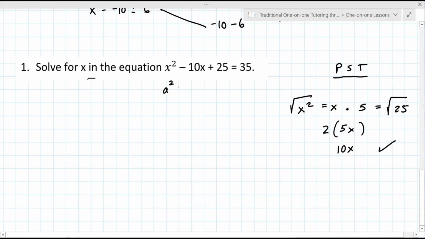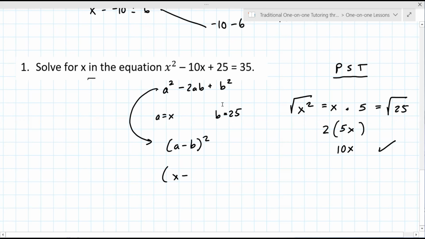So this one's in the form a squared minus 2ab plus b squared. And once you recognize it's a perfect square trinomial, a is x and b is 25. Right. Okay, so now this becomes a minus b squared. So you're going to write x minus, I'm sorry, b is not 25, b is 5, because 5 squared is 25. You write x minus 5 squared equals 35.